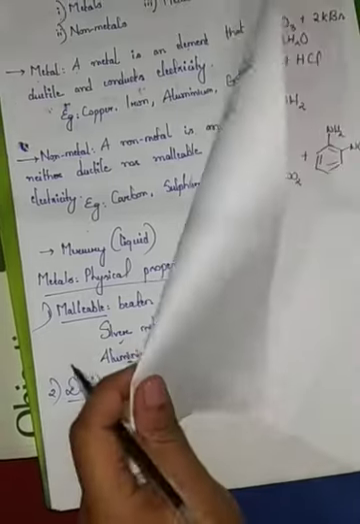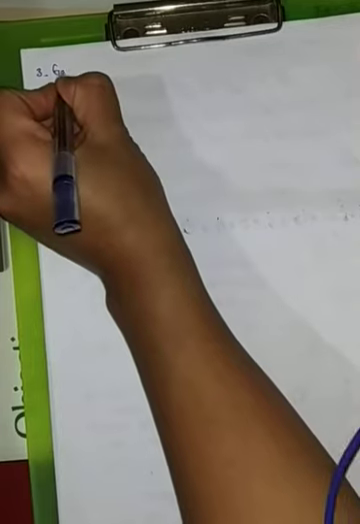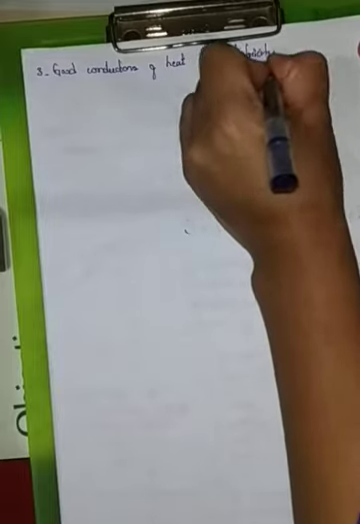Now let's move on to our third one. The third property of metals. Metals are, number 3, good conductors of heat and electricity. Now this is also an important property of our metals. How do we say that they are good conductors of heat and electricity? It's because the metals allow heat and electricity to pass through them easily. Metals are good conductors of electricity.